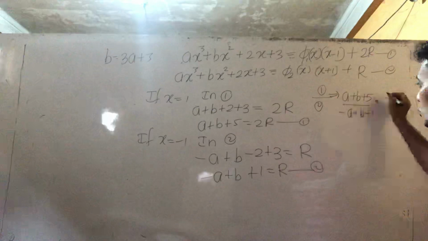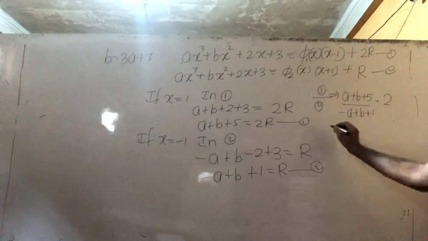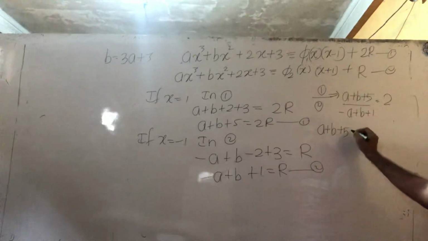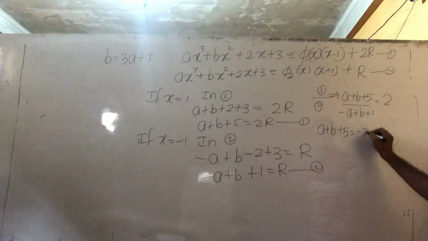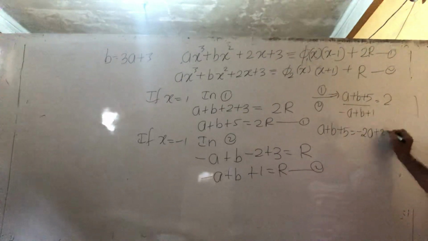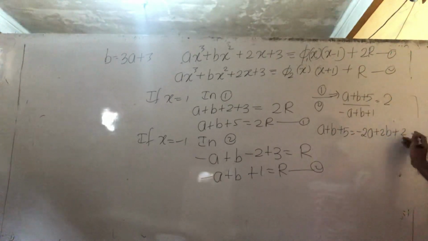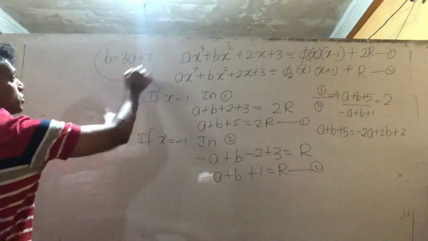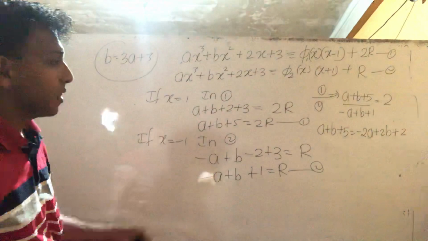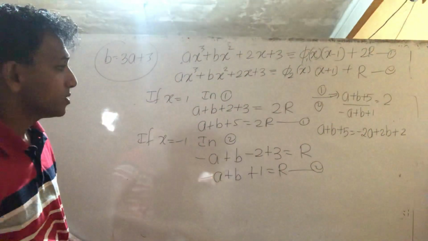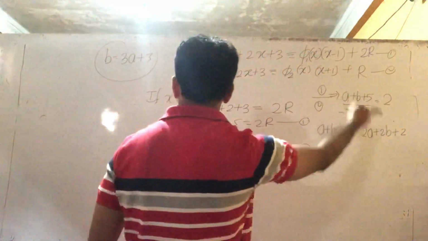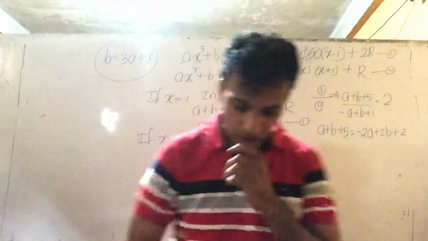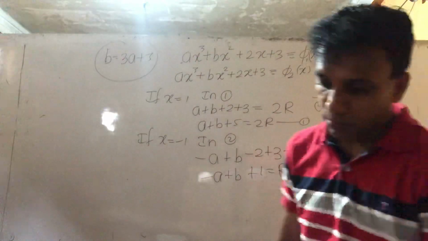2r divided by r is 2. So cross multiply: a plus b plus 5 multiplied by 2, what happens? Minus 2a plus 2b plus 2. And then rearrange everything and see, is it okay? 3a this side and b that side equal to minus 3. You can get this answer, right? See next question, problem number 10.